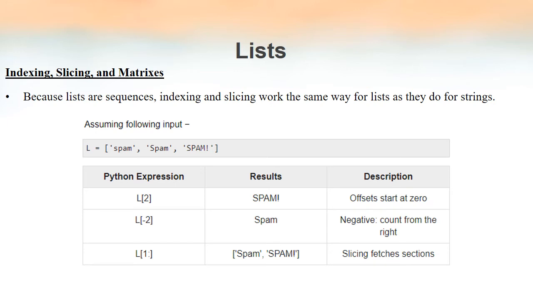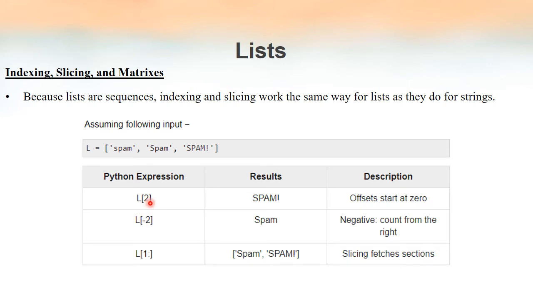As we can see, we have created one list here. The name of the list is L, and these are the 3 elements inside the list: spam, spam, and exclamation. So there are 3 elements inside the list. We know that L of 2 means the element at index number 2. So it is 0, 1, 2. So this element is the element to which L of 2 is pointing.